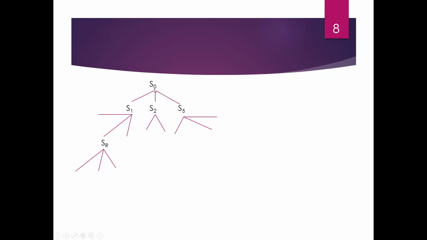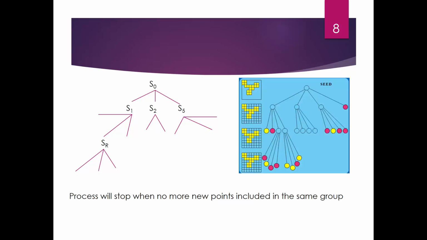In this figure I started with S0, then there are 3 points which are connected, which have some kind of similarities. So if these points are S1, S2 and S5, now again S1 will look after its neighbor pixel, and if they are having some kind of similarities and they are connected, it will expand in this way. It will stop once it does not find any kind of connectivity or similarities. So the process will stop when no more new points are included in the same group.